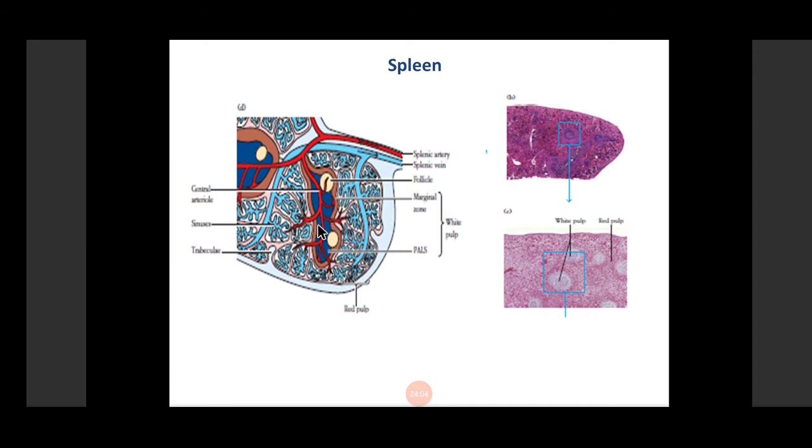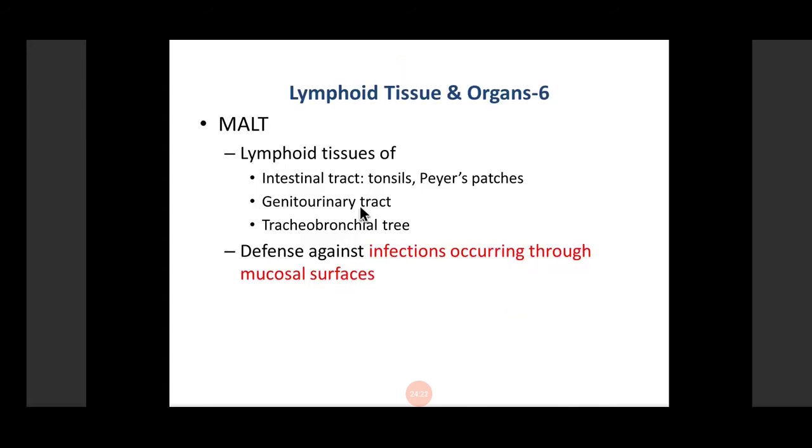Just to show you the histology of it, this is the central arteriole which is coming out of the splenic artery, and around it you've got the periarteriolar sheath which is rich in T cells, and then we've got the germinal centers, also referred to as follicles, which contain the B cells. Finally, we come to a tissue and not an organ, that is MALT. MALT, we understood earlier, stands for mucosa-associated lymphoid tissue. This is not organized in the form of an organ, so it is referred to as a tissue.